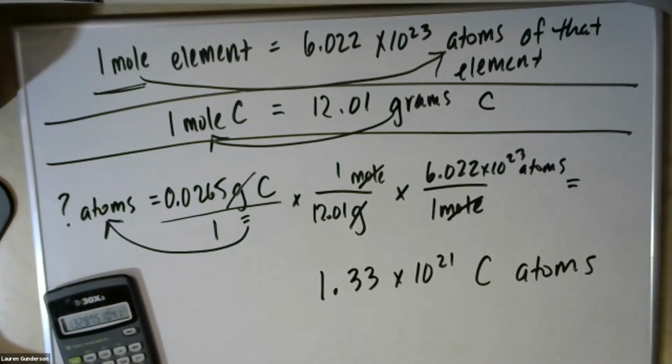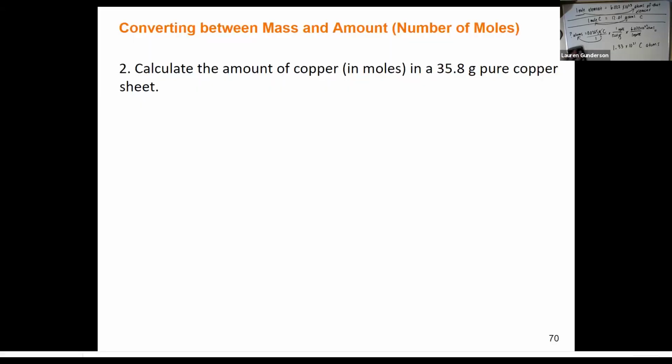Now we're going to look at a different example. This one's a little bit easier because we're starting with a mass value for copper, and we want to calculate how many moles of copper there are. If you're ever wondering how do I know whether I need to do 1 conversion or 2 conversions, you need to ask yourself, is there a way for me to go directly from the unit that I'm given to the unit that I'm looking for?